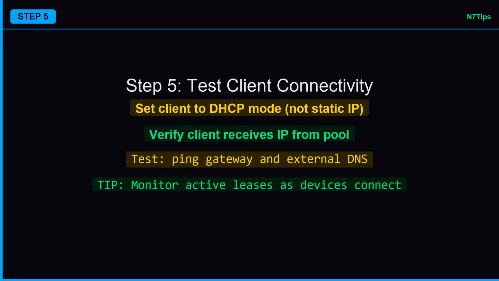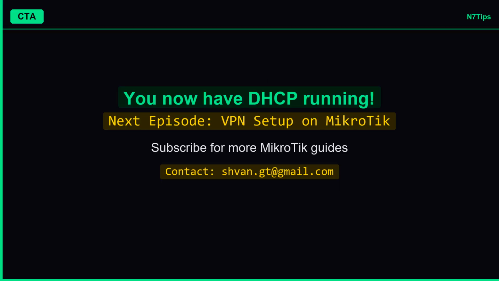Finally, verify everything's working. Check that your DHCP instance is enabled, then look at the Leases section to see connected clients. Test by connecting a device. It should get an IP from your pool automatically. If something's not working, double-check the pool range and gateway settings. And that's your DHCP server running.